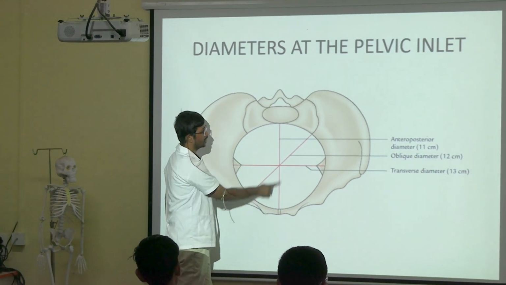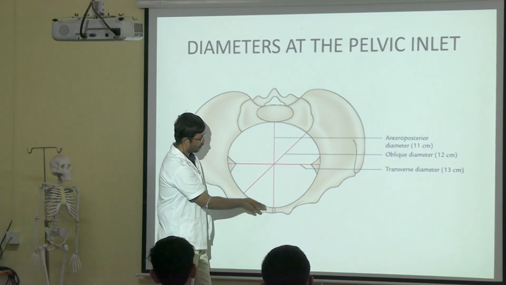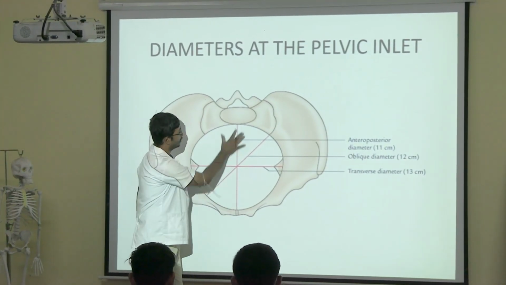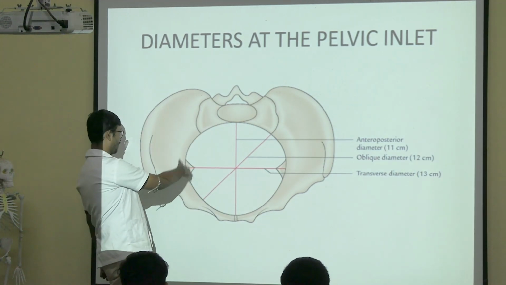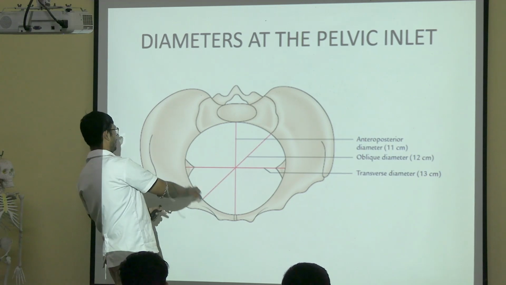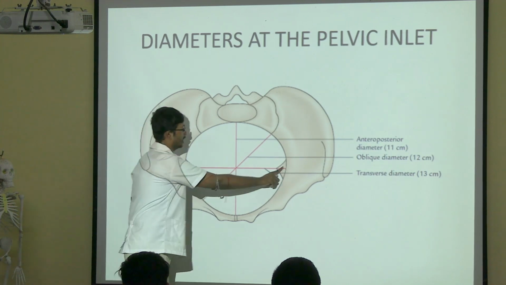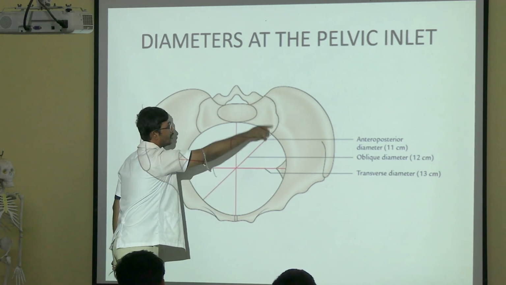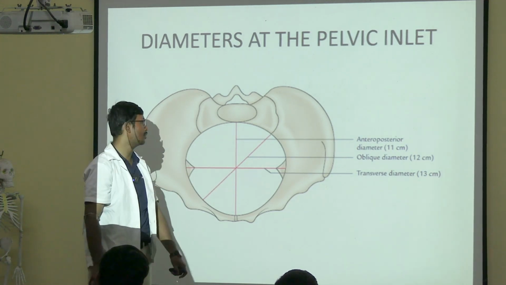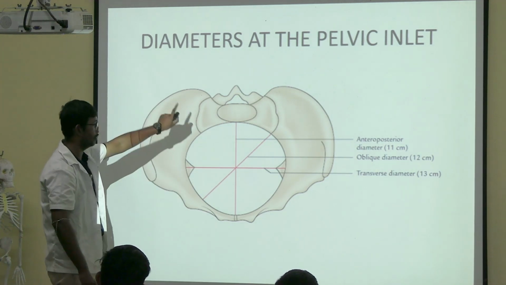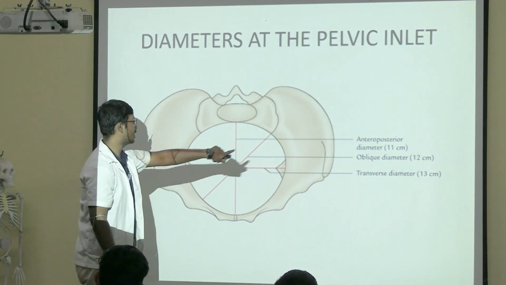This is your anteroposterior diameter, which is roughly 11 centimeters. This anteroposterior diameter is formed from the posterior surface of your pubic symphysis up to the sacral promontory. And here is your transverse diameter, which passes across the pelvic inlet, the arcuate line of your pelvic brim on either side. And this is your oblique diameter, starting from your sacroiliac joint up to the pecten pubis or pubic eminence. So here you can see the anteroposterior diameter is the narrowest, having only 11 centimeters. Then comes your oblique diameter, then comes your transverse diameter.